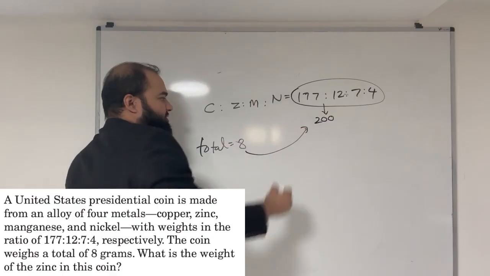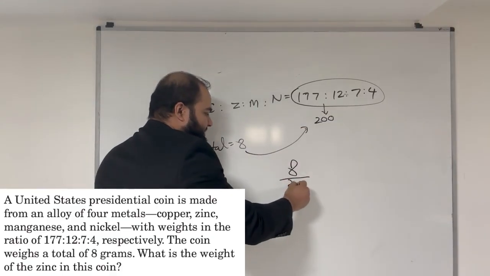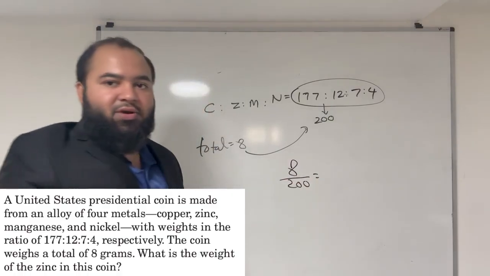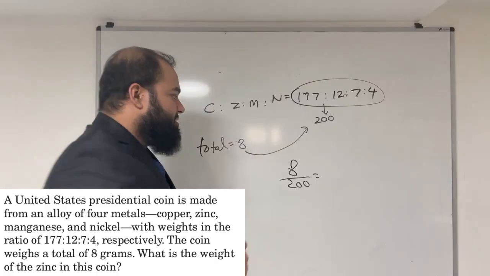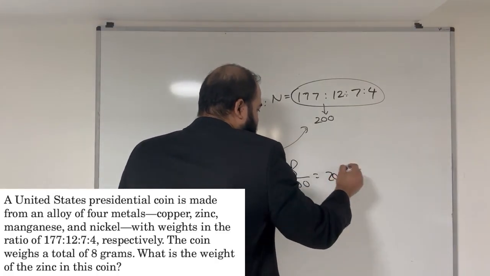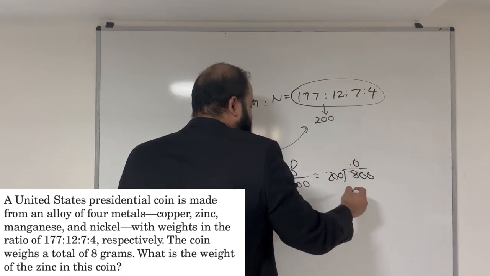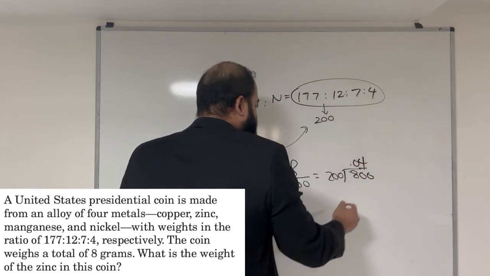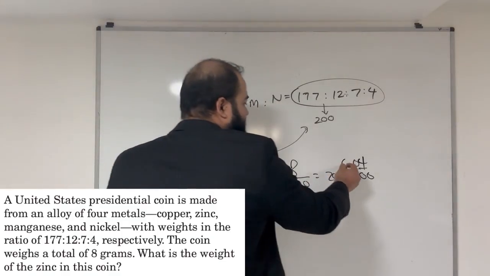But this is not 200. So what I can do is divide the 8 by the 200. Remember, we're scaling it down. This time it's going to be a decimal, and that's completely fine, okay? So 8 divided by 200, you put a decimal, you get a 0, another 0, and that's 4. So 0.04, that's the scale you need to use.